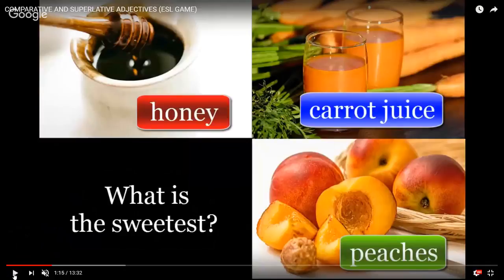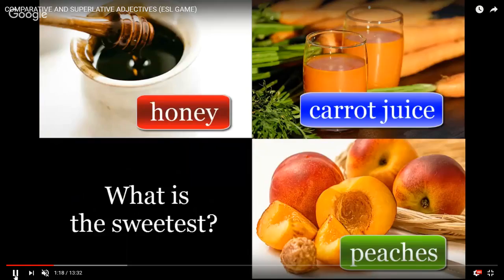Okay. Another example. The honey, carrot juice, and peaches, right? Okay. Let's start with the carrot juice. The simple adjective with the carrot juice. Sweetest. So the adjective is sweet, yes? Sweet. Tell me with the carrot juice. So the carrot juice, complete? Let's see, then. The carrot juice is sweet. Very good. This is the basic, okay? Yes, exactly. Very good. Let's see.